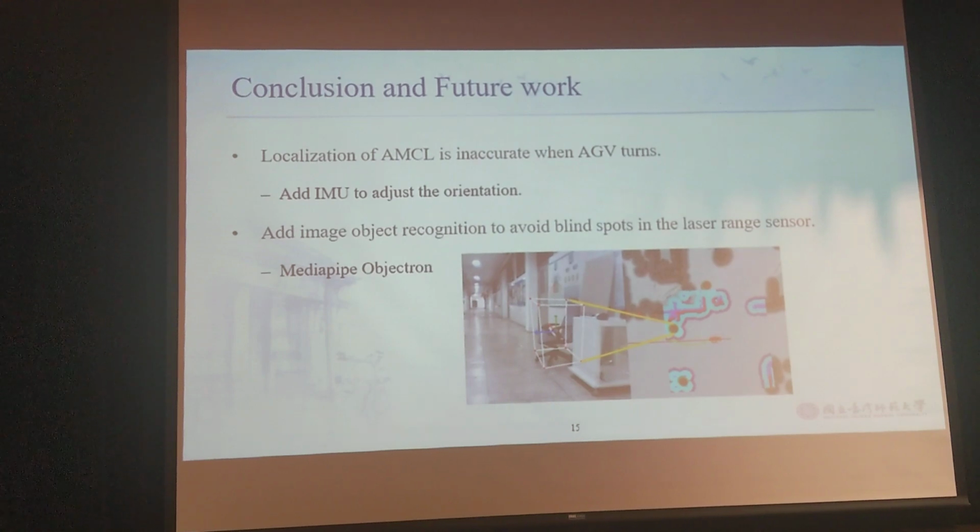Through the experiment, we found that localization of MCL is inaccurate when the AGV turns. To fix this issue, I will use an IMU to adjust the orientation. In the future, further development will focus on addressing blind spots in the laser range sensor, such as integrating visual algorithms to assist in obstacle detection and dynamic avoidance designed for the AGV.